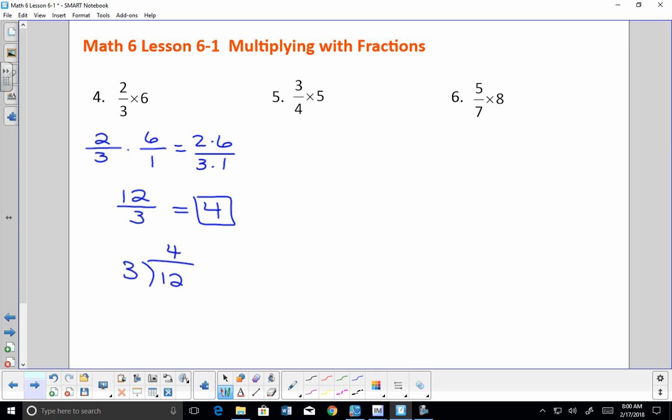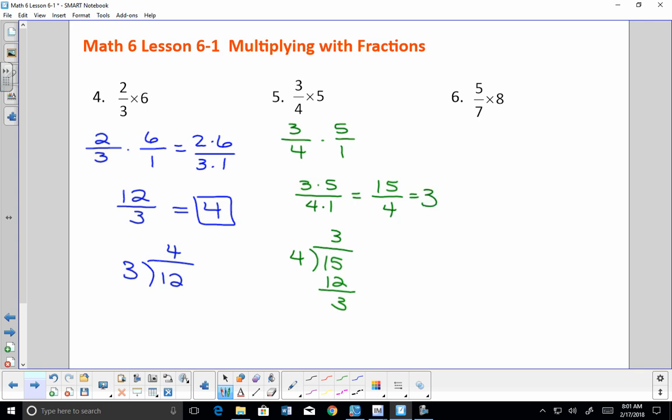Number 5. If I do 3/4 times 5, that's 3/4 times 5 over 1. So that would be 3 times 5 on the top, 4 times 1 on the bottom. 3 times 5 is 15. 4 times 1 is 4. 4 divides into 15 3 times, with 3 remaining, which means this becomes 3 3/4.